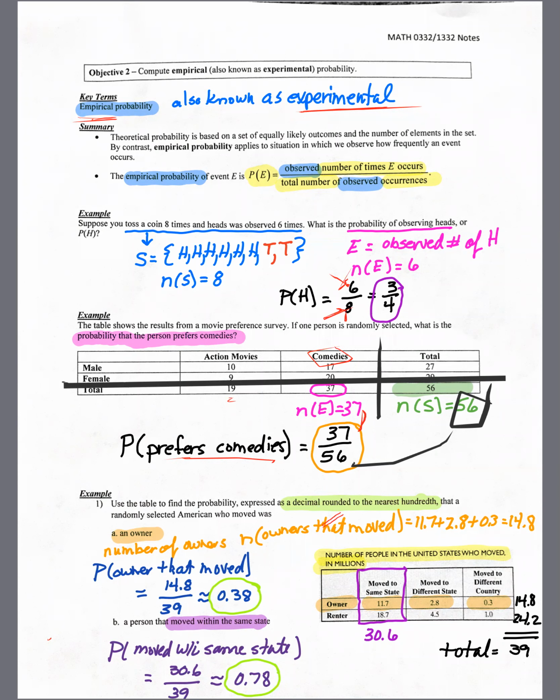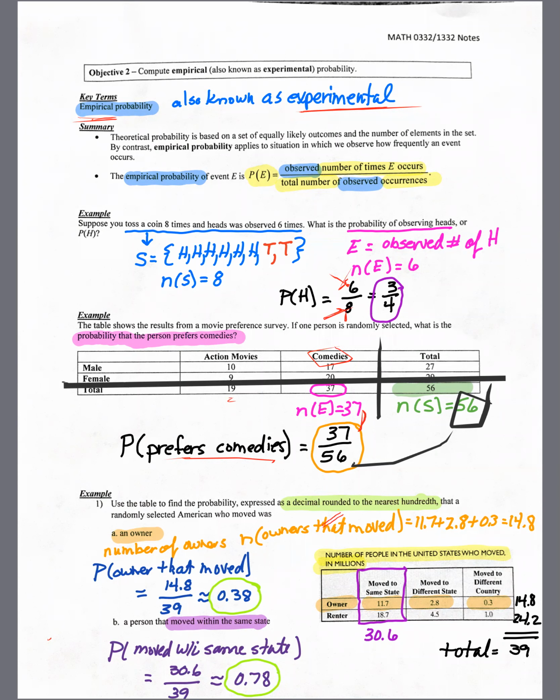Well, this time, I know how many people we've actually surveyed. That's still 39. That's going to be my sample space. But you see there in purple, I boxed in the people I'm interested in. I'm only interested in people that moved to the same state, just a different town. I don't care if they're owners or they're renters, because nothing was said about that in my event. And so I'm going to add those two groups together.